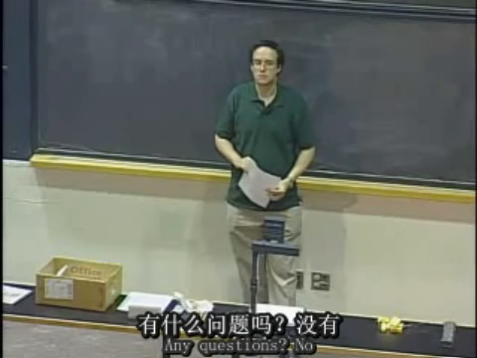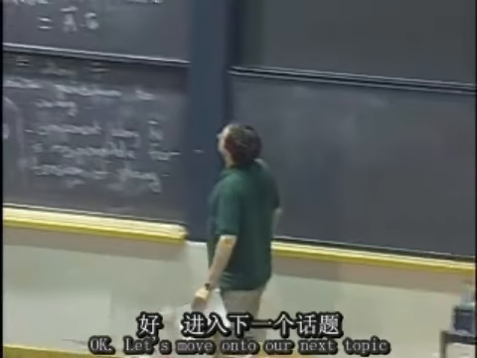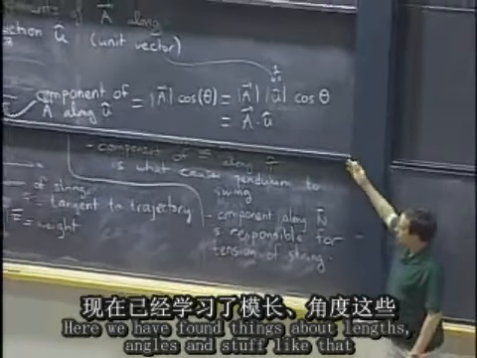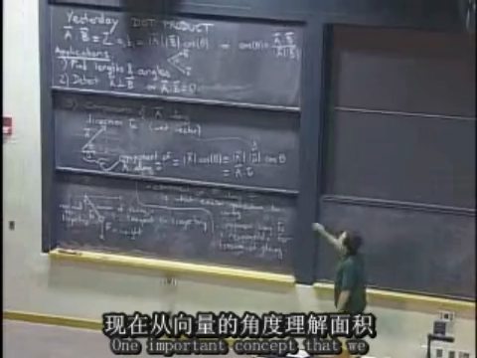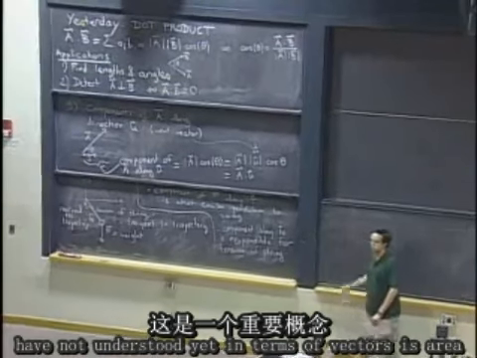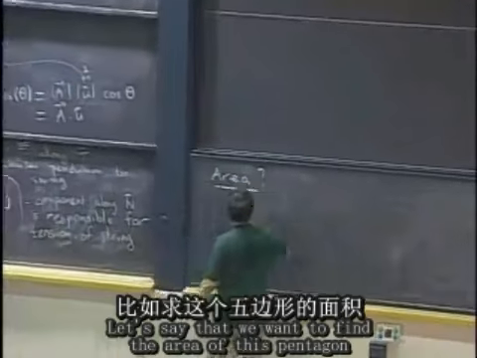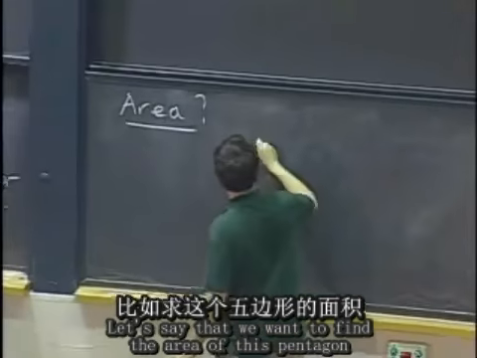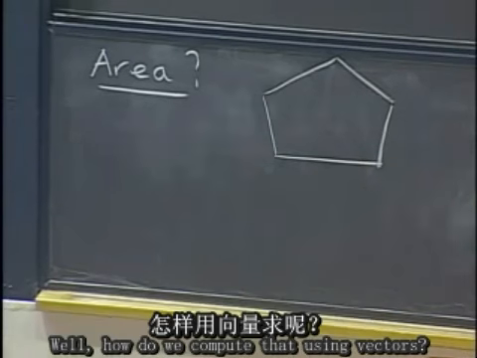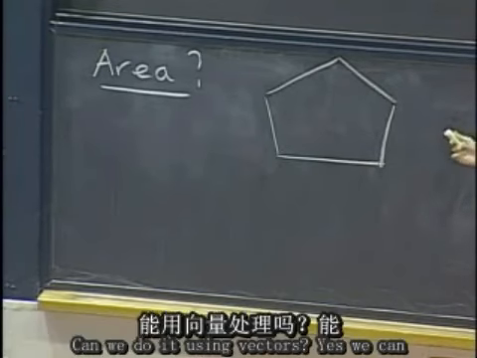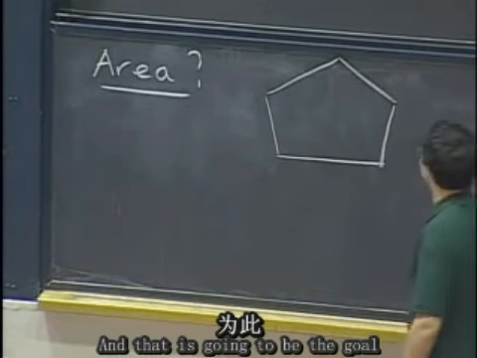No? Okay, so let's move on to our next topic. So here we have found things about length, angles, and stuff like that. One important concept that we haven't understood yet in terms of vectors is area. So let's say that we want to find the area of this pentagon. Well, how do we compute that using vectors? Can we do it using vectors? Yes, we can, and that's going to be the goal, but how?